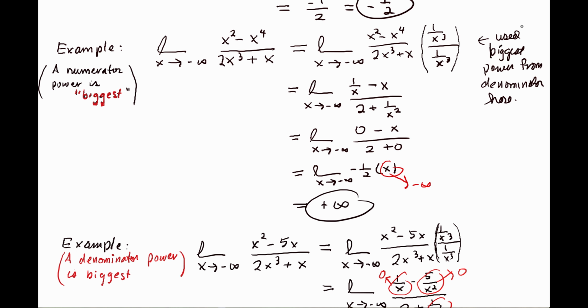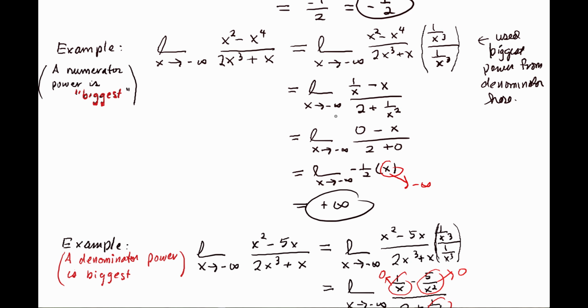This example is very similar to the last one, except you'll notice that if we look a little bit more closely at the fraction, the biggest power of x is an x to the fourth, and it appears in the numerator and not in the denominator. I'm going to key on the biggest power in the denominator and use that over here when I multiply through both numerator and denominator. After simplifying, I get something like this.